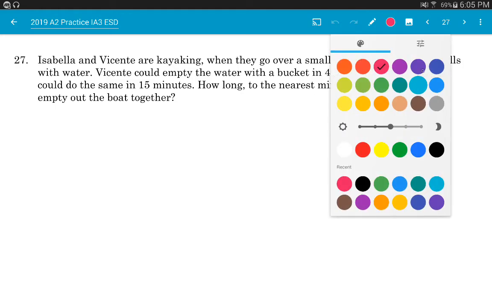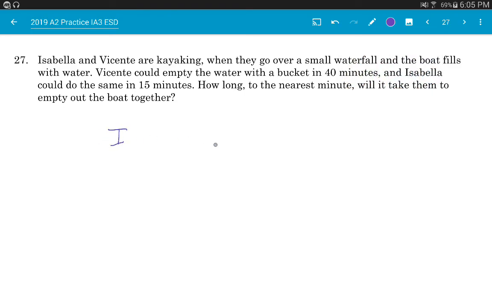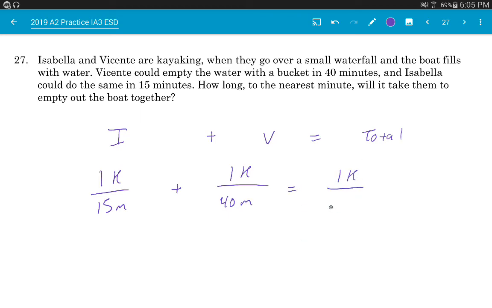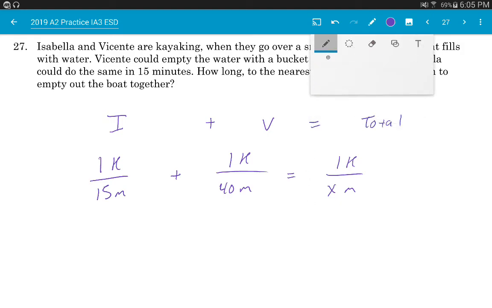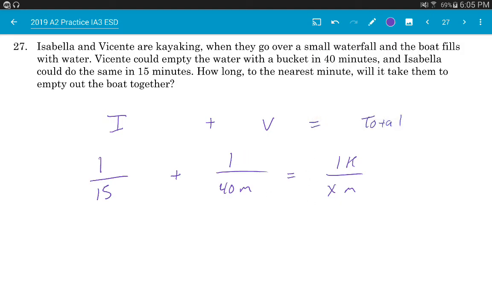So they're working together. So here's the setup. We've got Isabella plus Vicente equals total. Isabella can do 1 kayak over 15 minutes, plus Vicente, who could do 1 kayak over 40 minutes. Together, they could do 1 kayak in x minutes, because I don't actually know how many minutes it would be. Now, if I take out the units, right?